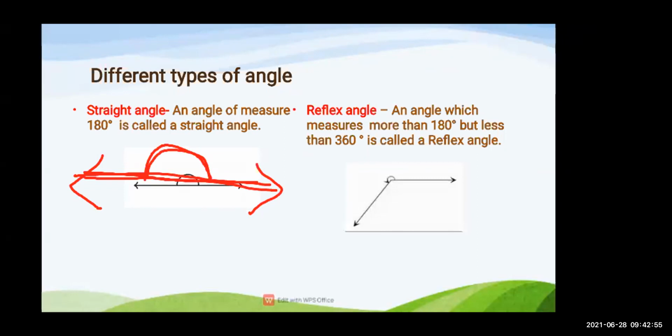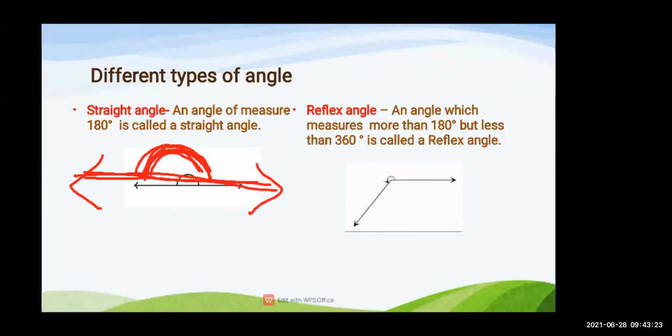Just wait a minute. Students, don't get confused regarding the other angles. Step by step, I am explaining each and every angle. Now, straight angle means one complete round नहीं बोला. Exactly one straight line angle which completes, it is called a straight angle.